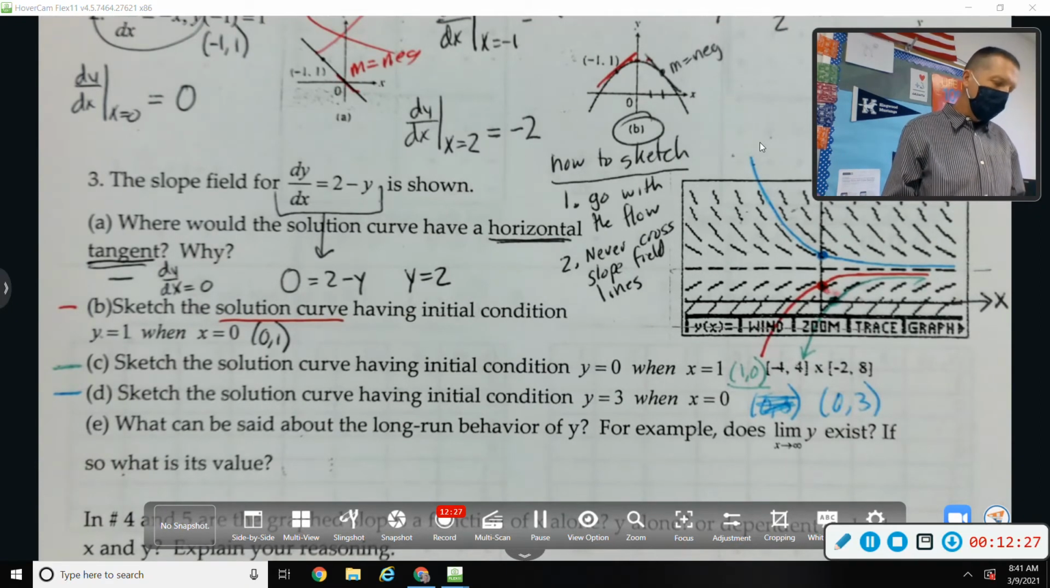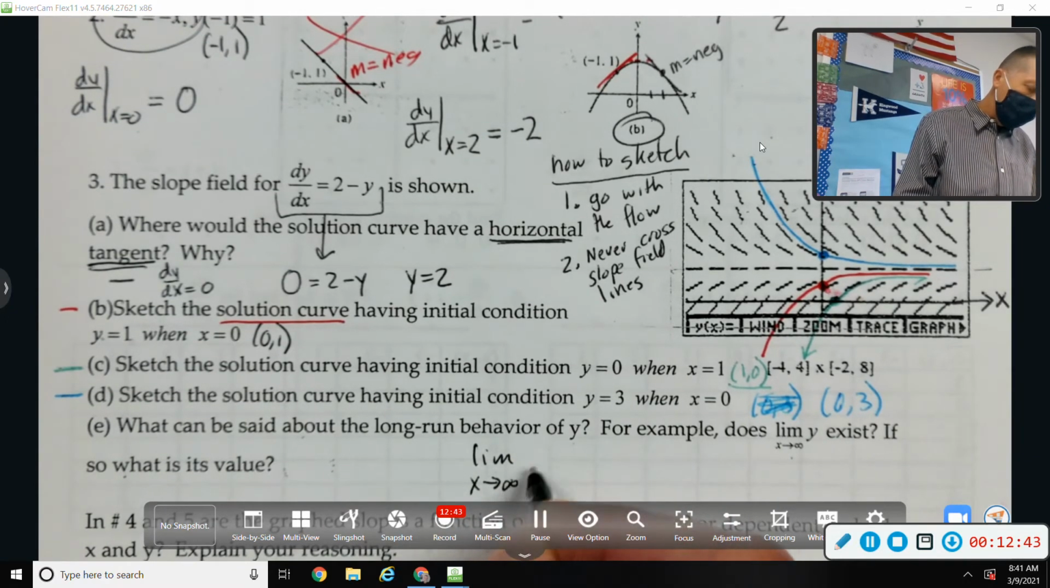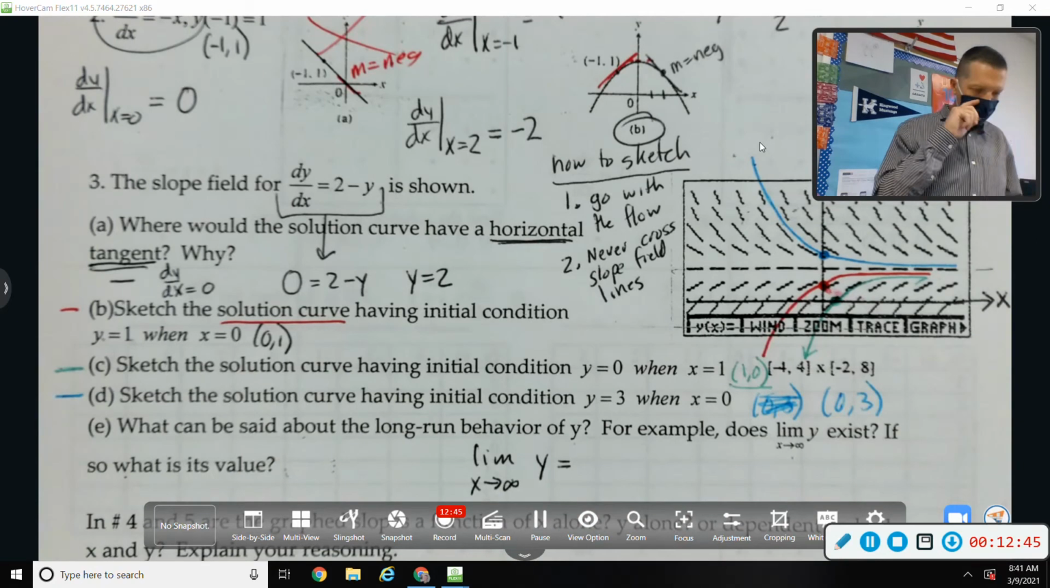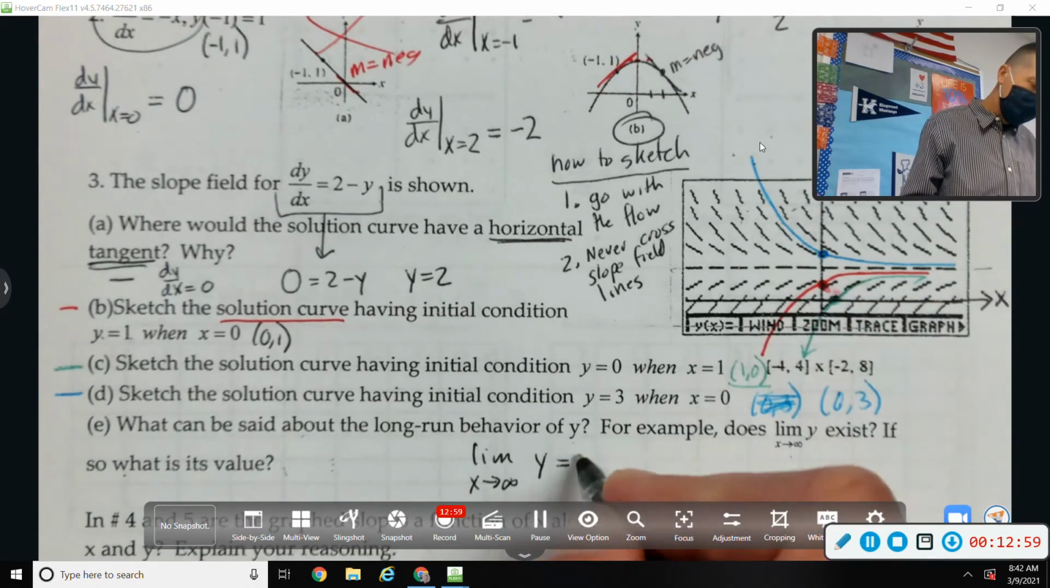I sort of just answered part E. What can be said about the long-run behavior of y? For example, does the limit as x goes to infinity of y exist? If so, what is the value? So limit as x approaches infinity of y. As x gets really, really big, it doesn't really matter where we start. What does our y value go to? To 2.